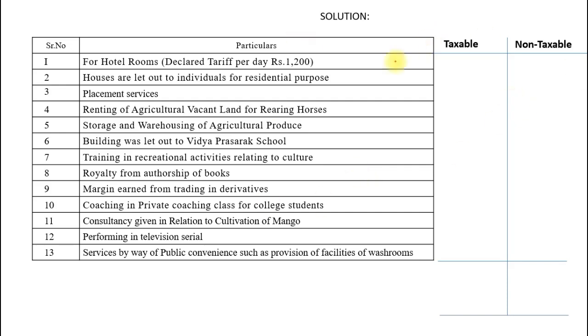So for the hotel room where the tariff per day is 1200, it is fully taxable. So whatever is the amount given in the question, that full amount will come under the taxable column. No calculation there. You just have to put the amount whether it is taxable or non-taxable. Next, houses let out to individuals for residential purpose. As I told you, residential and nothing related to commercial, the entire amount will be non-taxable.